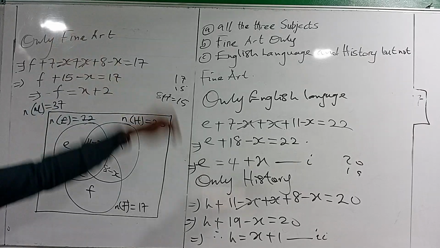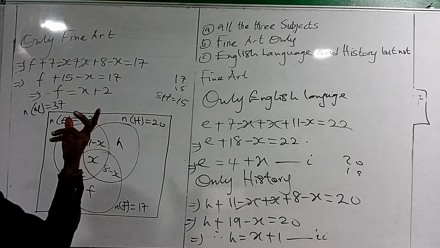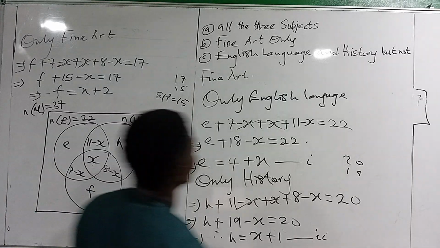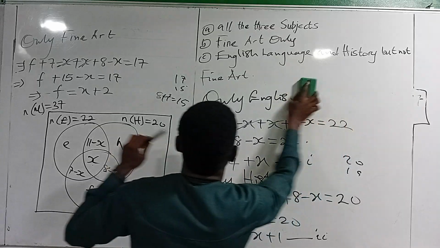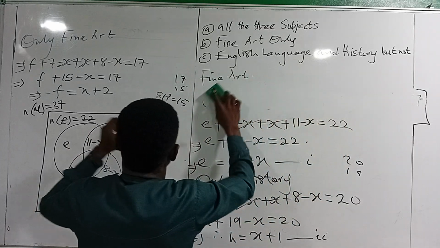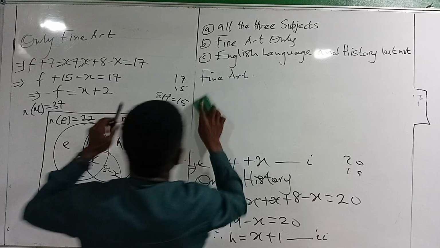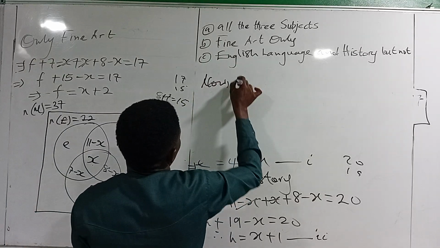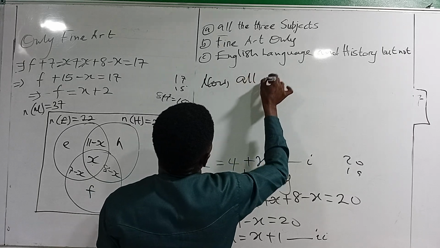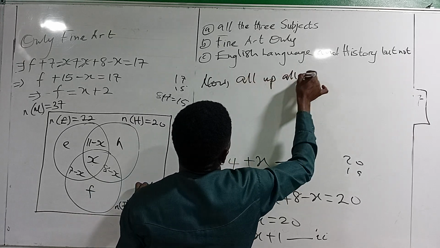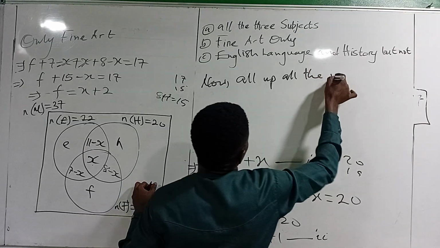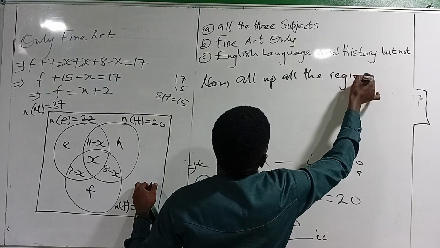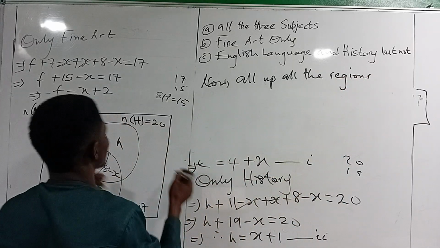Now, having done that, let's add all the regions together in order to know the number of teachers that can take all three subjects. Okay, now what we do, let's cancel out this one. Now, add up all the regions.